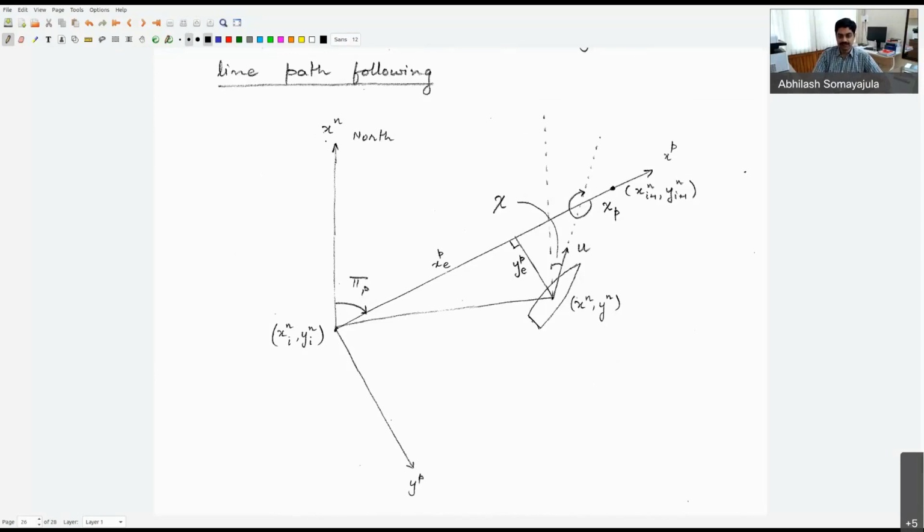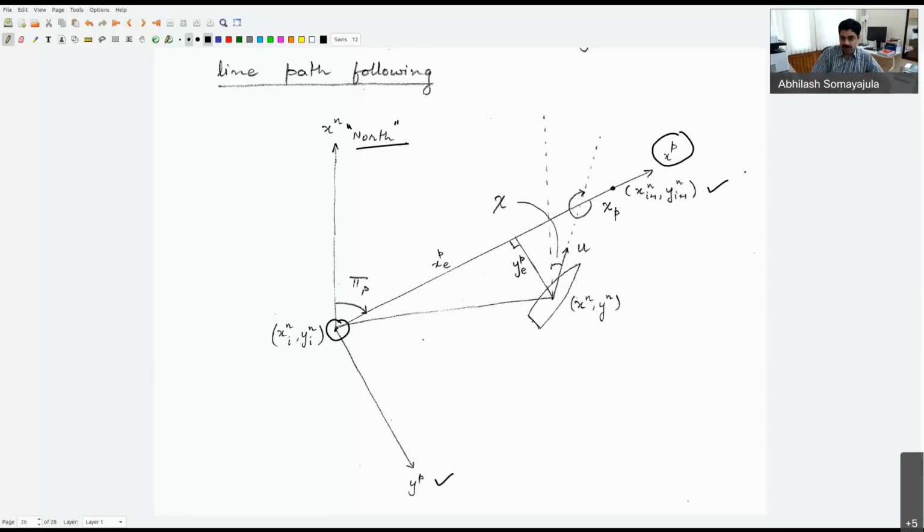Okay, so we have the NED frame where xn denotes the north direction, and we have the initial waypoint as xi, yi, and the goal waypoint, which is xi plus 1, yi plus 1. Now we define a path tangential system such that the x-axis of that system, denoted by xp, is directed from the initial waypoint to the next waypoint. And obviously, y will be governed by the right-hand rule. Since z is pointing down, you can see that y should point in this direction that's shown here.